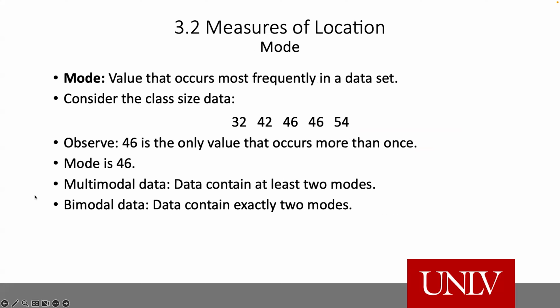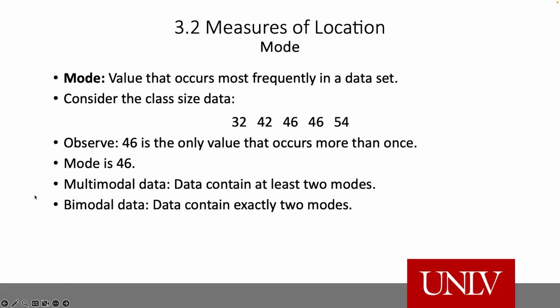And as described before, the mode is the value that occurs most frequently in a dataset. So in this class size case, 46 appears more than once and more frequently than any other value, making it the mode.